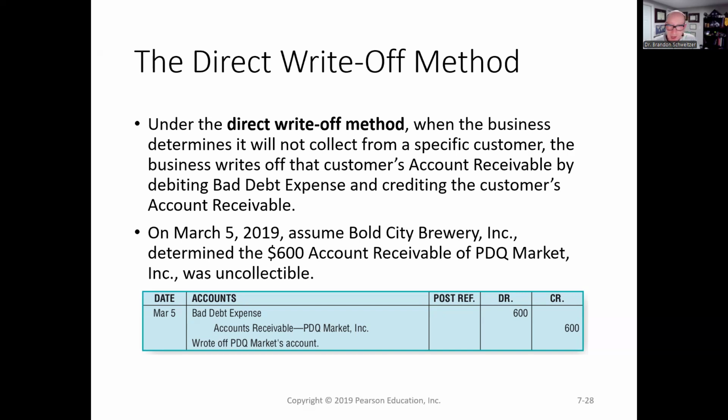So here we have our example of our brewing company. Customer is determined uncollectible. We debit bad debt expense and credit account receivable.